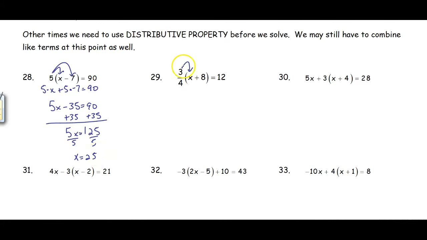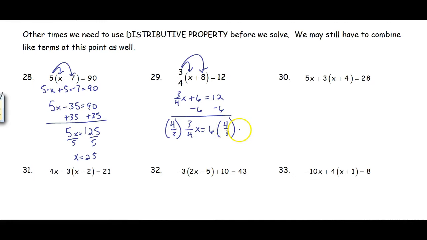All right, 3/4 times x and 3/4 times 8. So 3/4 times x is just 3/4 x. And you get 3/4 times 8, which comes out to be plus 6, equals 12. Subtract 6 on both sides. 3/4 x equals 6. Okay, we can multiply by the reciprocal here. All cancels. You're left with x equals 6 times 4/3, and you get x equals 8.